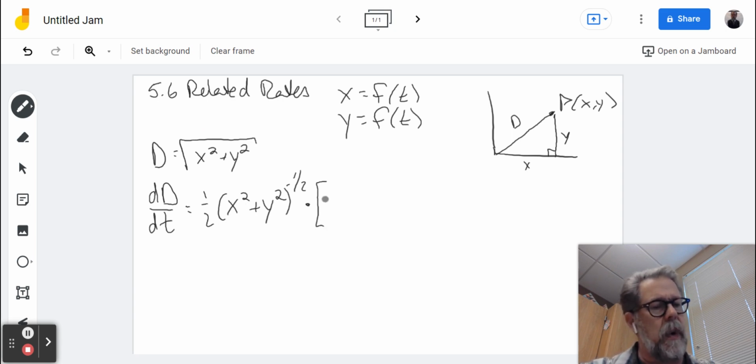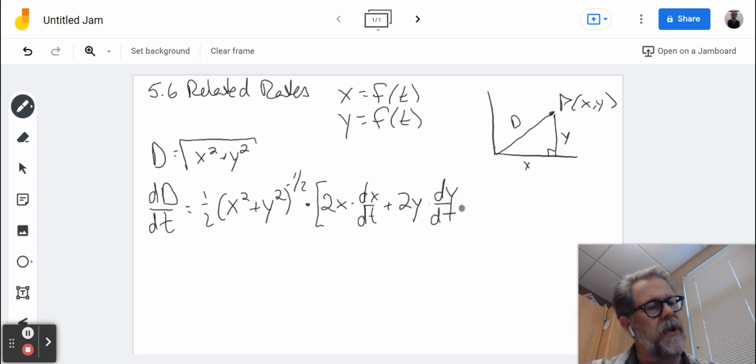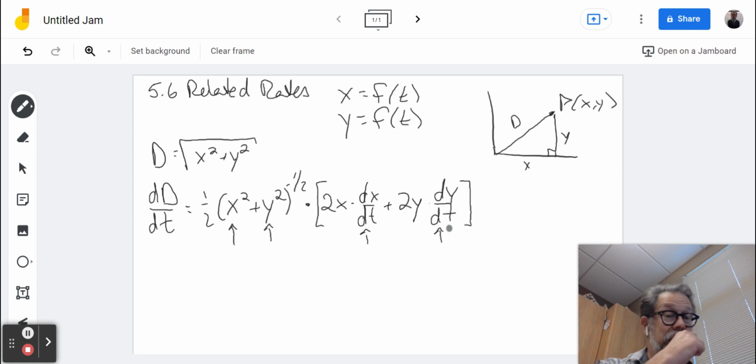Well, the derivative of x squared is 2x, but with respect to time, the chain rule says multiply that by the change in x with respect to time, plus 2y times the rate of change of y with respect to time. I now have how fast that distance d is changing as a function of x, as a function of y, and as a function of the rates of change of both x and y with respect to time.